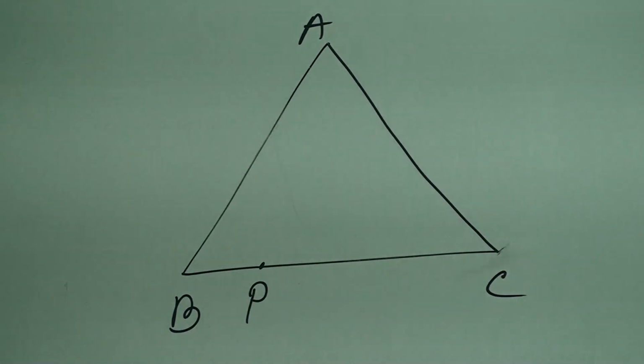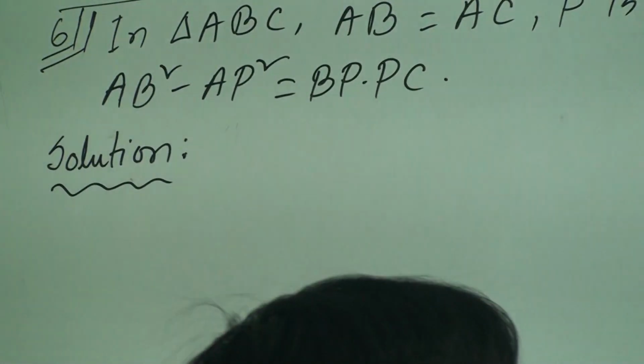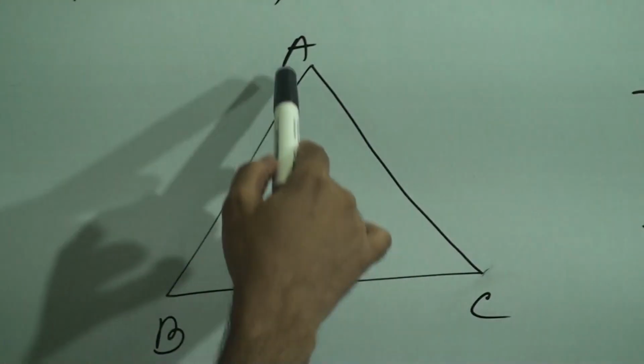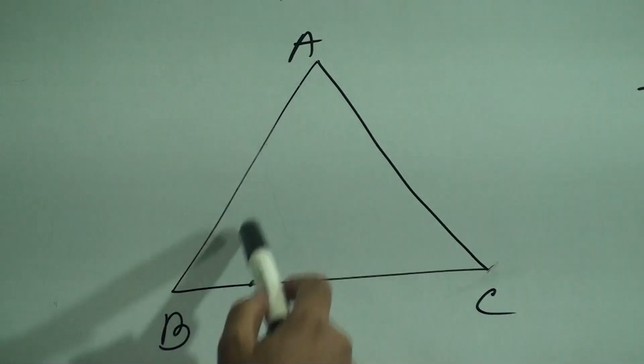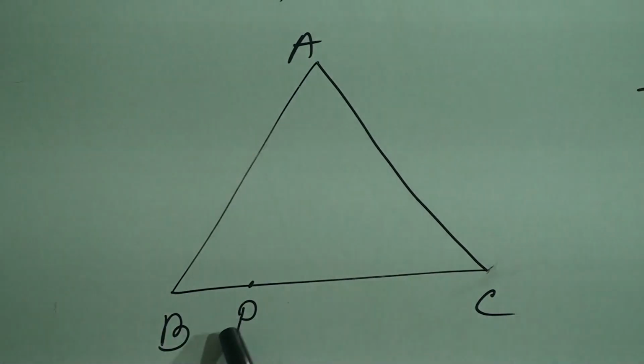Okay, dear students, we need to prove that AB square minus AP square is equal to BP into PC. It means that the difference of the area of the squares drawn on AB and AP is equal to the area of the rectangle contained by BP and PC. Okay, dear students, let us see how we can prove.